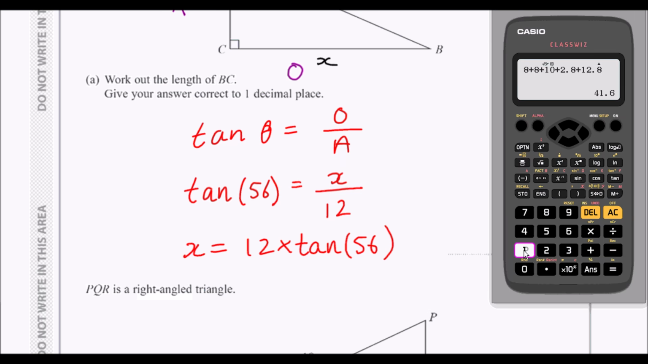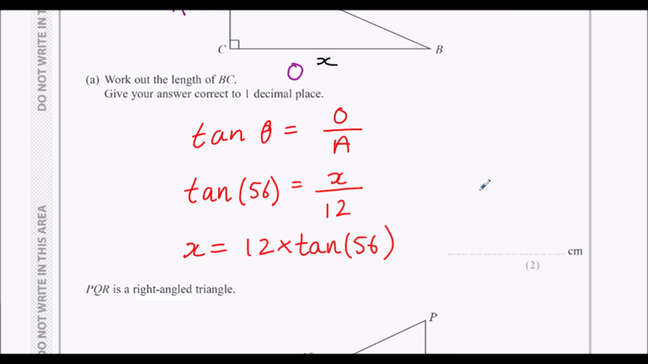So we just type that in the calculator. 12 times tan 56. And that's 17.8 centimeters. 17.8 centimeters.